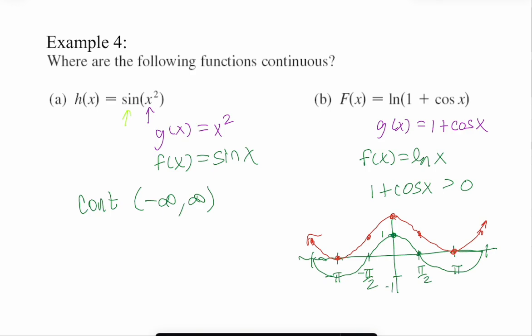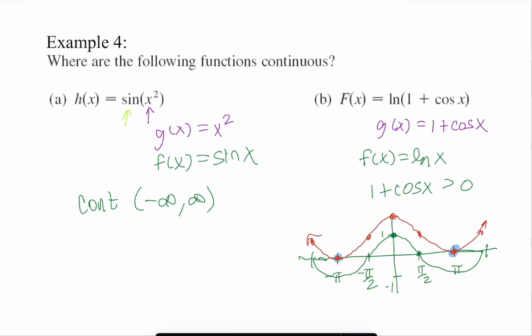Well, let's kind of categorize those things. Positive pi and negative pi. The next ones that this will happen will not be 2 pi and negative 2 pi, but 3 pi and negative 3 pi, and then 5 pi and negative 5 pi, and 7 pi and negative 7 pi. If we looked at all of them, it'd be the odd multiples of pi.